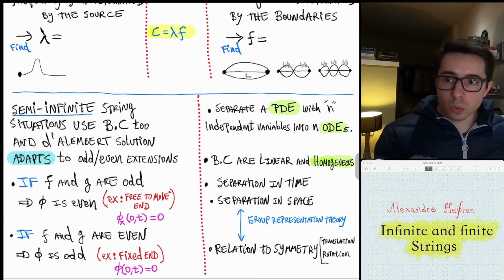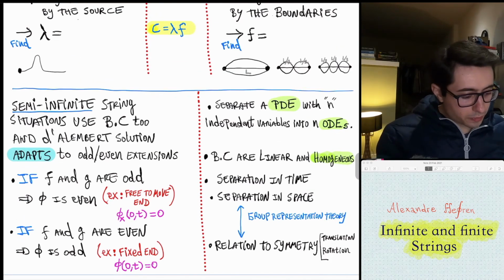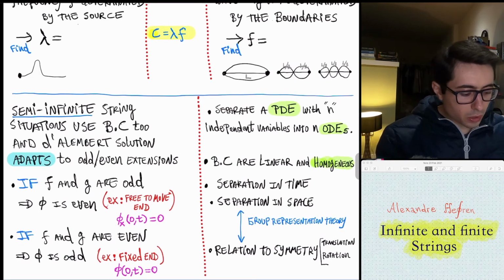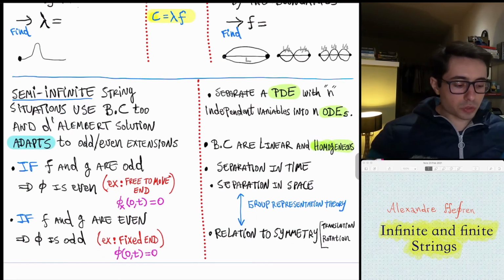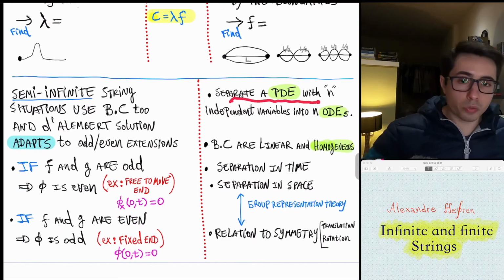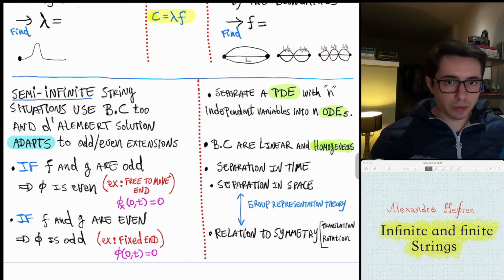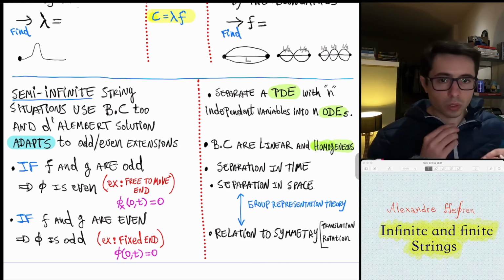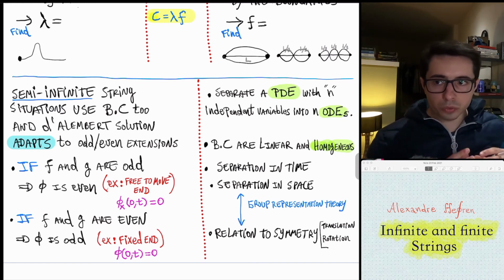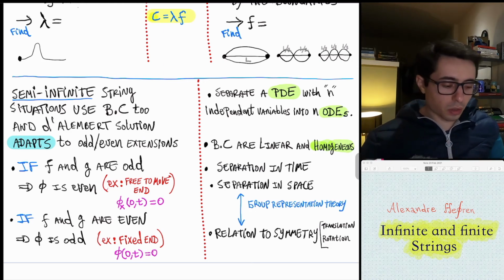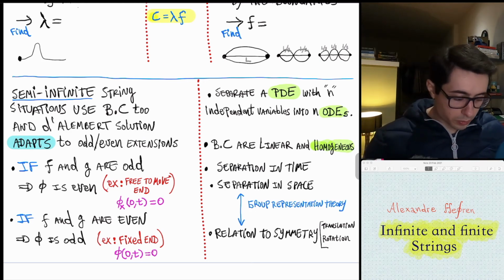Now, after the case of D'Alembert, for the case of Bernoulli's solution, we actually need to separate a PDE of n variables into n independent ODEs. So basically, in our case, we have a second order partial differential equation. So we will get two ordinary differential equations, one for time and one for space. And that's the method of separation of variables.